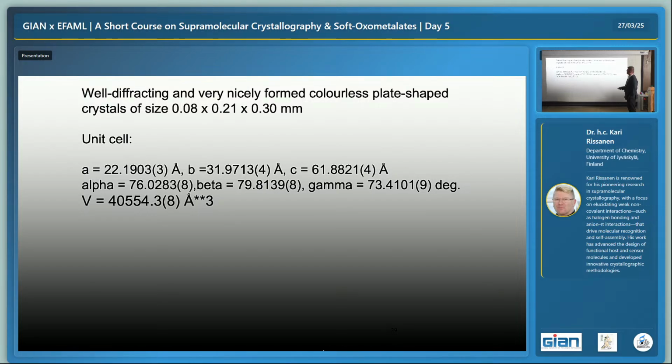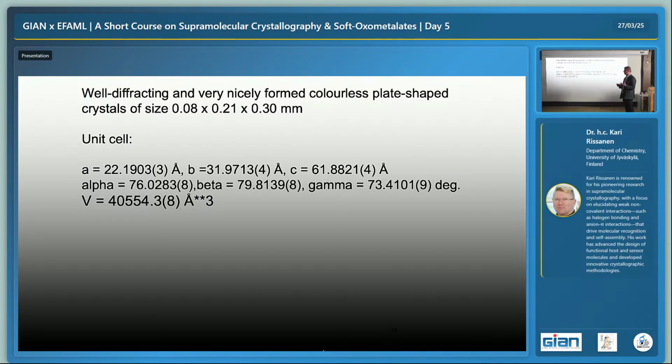But now what happened? So we found very nice, well-diffracting crystals, colorless plate, very good. Of this size, rather small, but this was decent, okay, and it gave a unit cell. Remember, we have to get the unit cell in order to get the structure solved. And now the A is 22, B is 31, C is 61, and the angles are 70, 80, 70 something, so it's triclinic with a volume of 40,000. This is typically an indication there is something wrong in a crystal. So it's not a single crystal, it's something else. That whatever is coming out from there is not true.